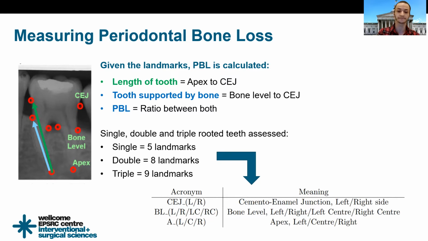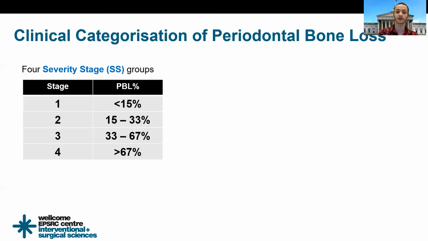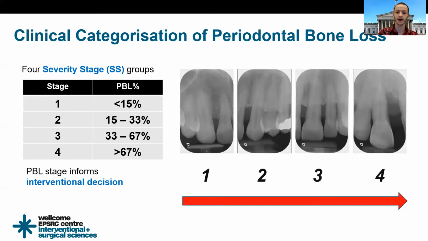Okay, so the clinical categorization of periodontal bone loss. Periodontal bone loss is usually put into 4 severity groups, and these inform interventional decisions, as is seen on screen now. These are examples from our own data set showing single teeth which point downwards, showing examples of the 4 different stages of periodontal bone loss.